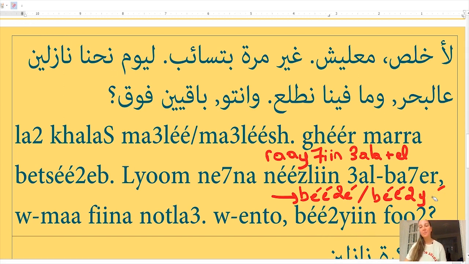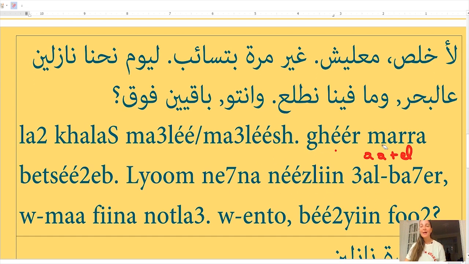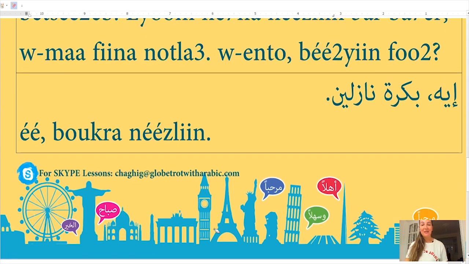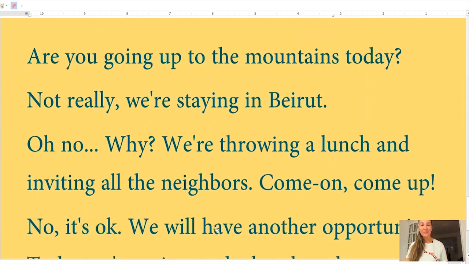And of course up means in the mountains or in the village. And the person will reply and say, إيه بكرة نازلين. إيه, yes, بكرة, tomorrow, نازلين, and now you know that نازلين is we are coming down tomorrow. إيه بكرة نازلين, yes, we are coming down or we are going down tomorrow. Okay, let me repeat the conversation, and here you have the translation.